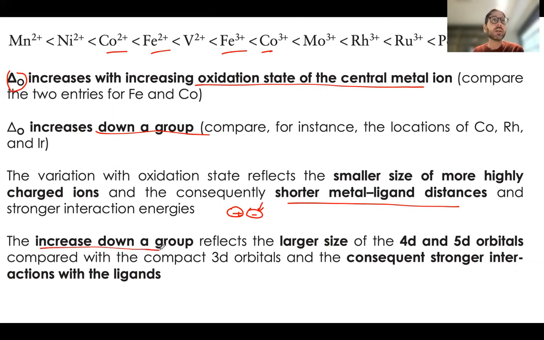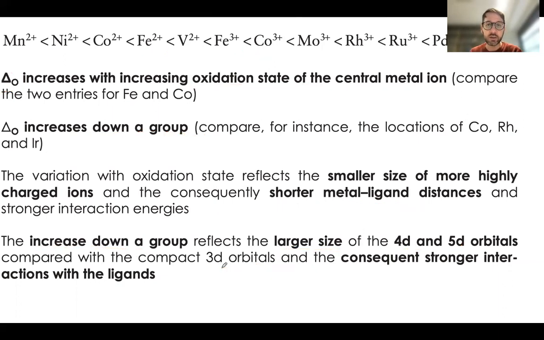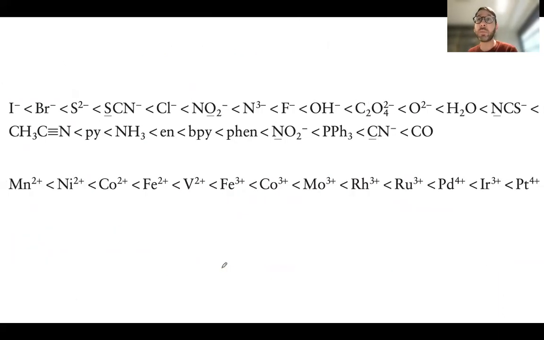The increase down a group is because of the larger size of 4d and 5d orbitals relative to 3d orbitals. This means that 4d and 5d orbitals, because they are larger, can have stronger interactions, or overlap better, or interact better with the negative charges represented by the ligands, leading also to a larger ligand field splitting. So this is a representation, therefore, of the variation with respect to the ligands and the metals.